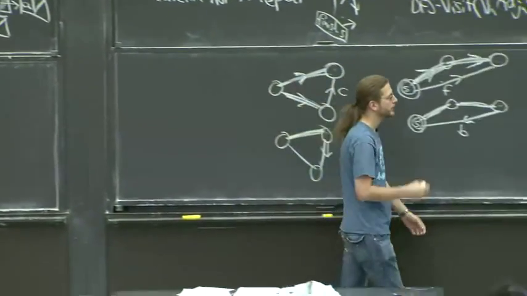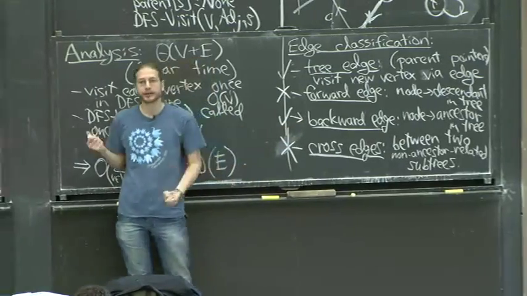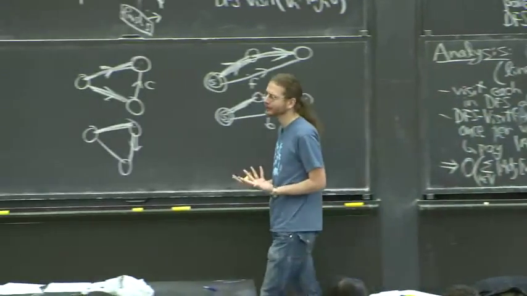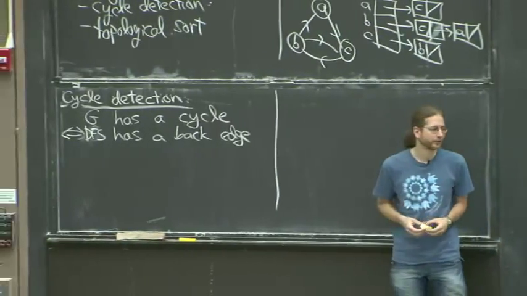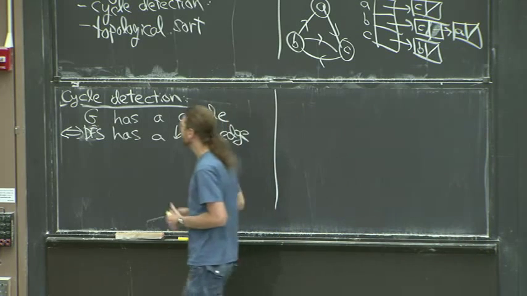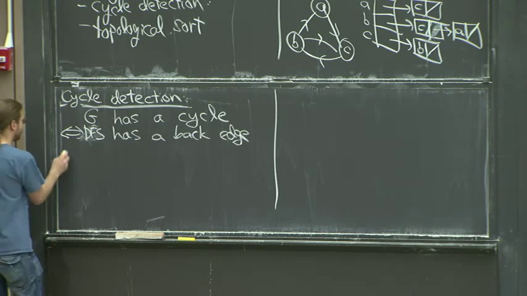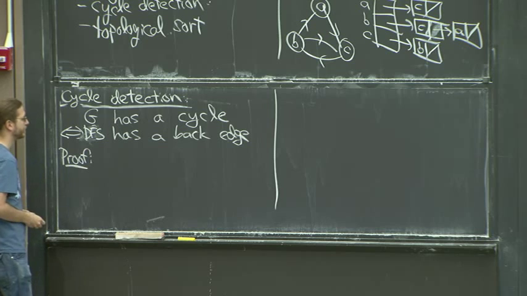Cool. So it all comes down to back edges. This will work for both directed and undirected graphs. Detecting cycles is pretty easy in undirected graphs. It's a little more subtle with directed graphs, because you have to worry about the edge directions. So let's prove this. We haven't done a serious proof in a while, so this is still a pretty easy one. But let's think about it.